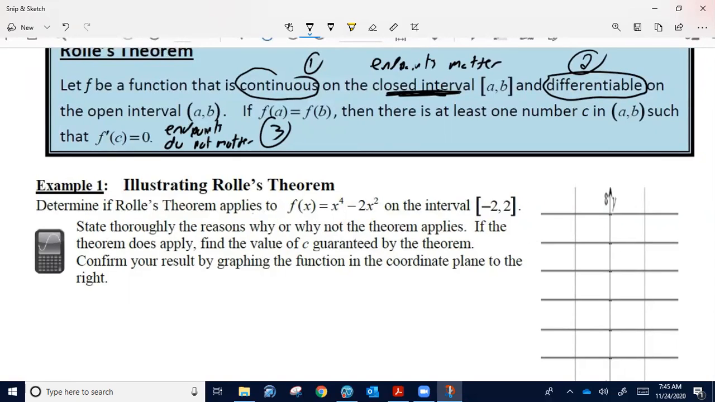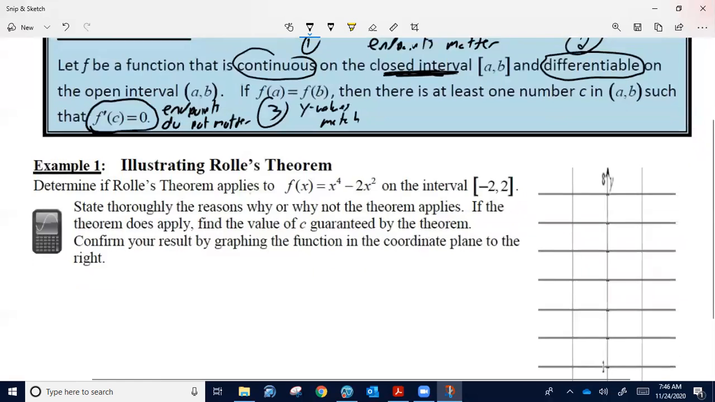Okay, so continuous on the closed, you have to have those endpoints. Differentiable on the open, again, the endpoints do not matter. Then the y values must match. That's what this means. If those things happen, you have to have this derivative equal to 0, your slope equal to 0. That must occur.